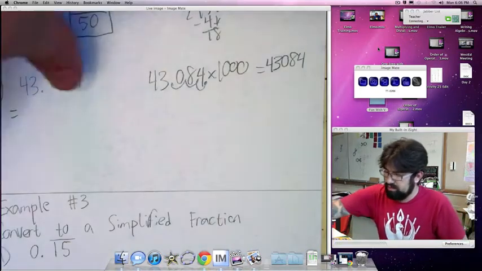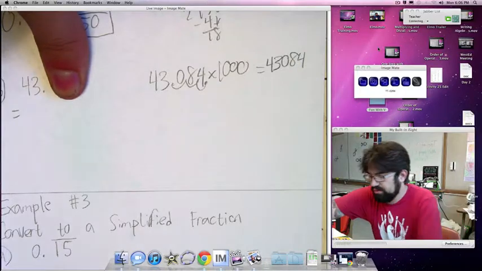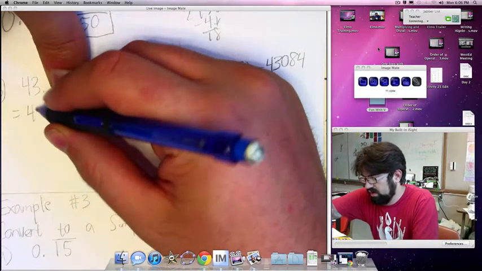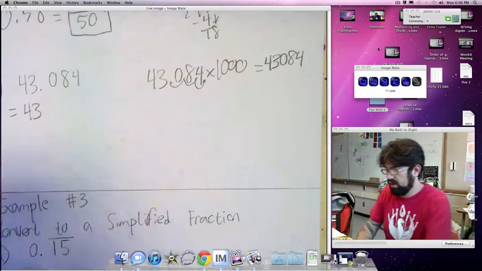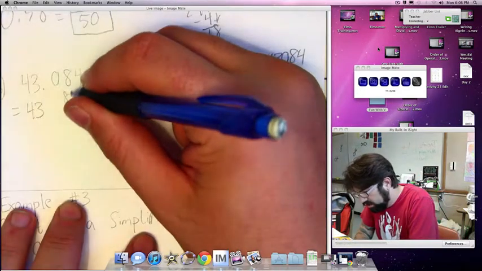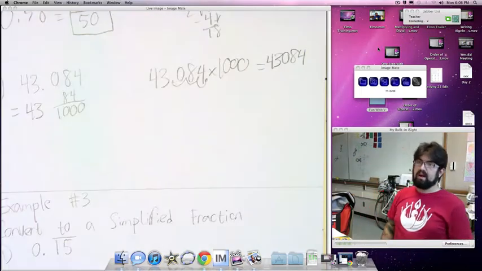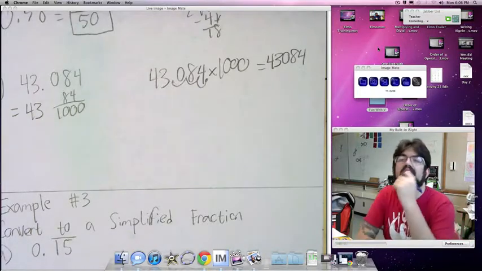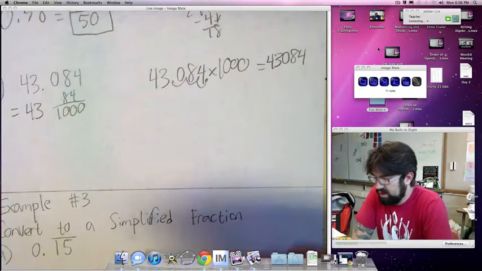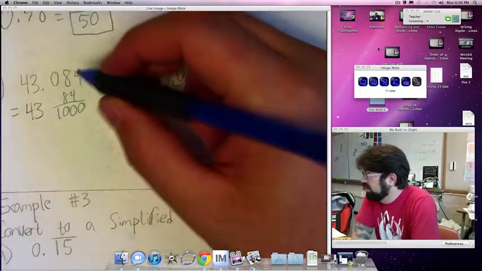Done. Now, here's a little catch on this. 43 is a whole number. Just leave 43 in front. You don't need it to be part of the fraction. You can leave it right there. You take 84 divided by 1,000, right? So now we're going to simplify. I could just divide by 2, but I know I can take 8 divided by 4, and I can take 4 divided by 4.